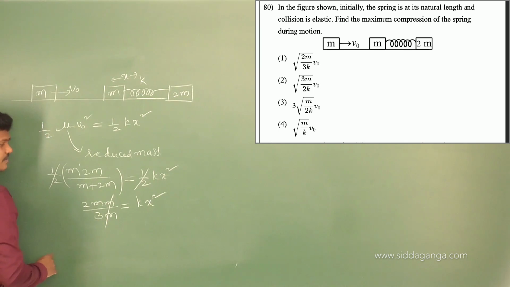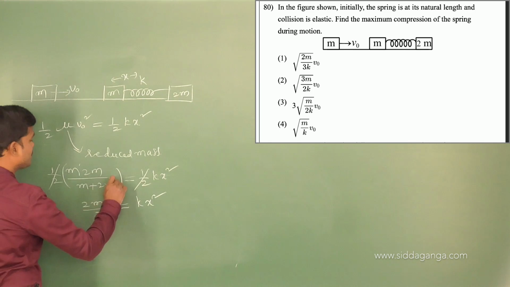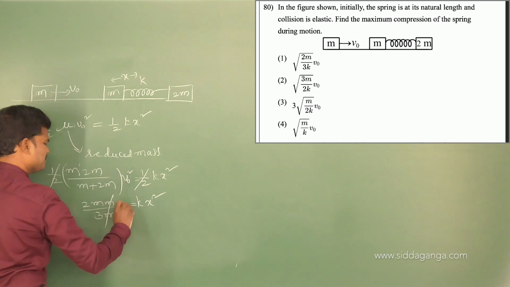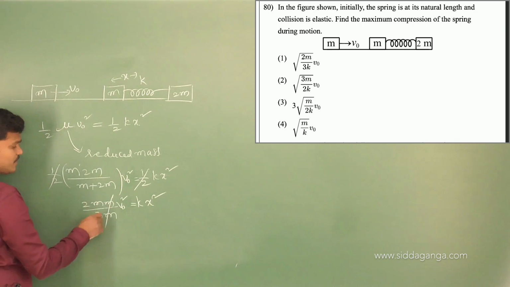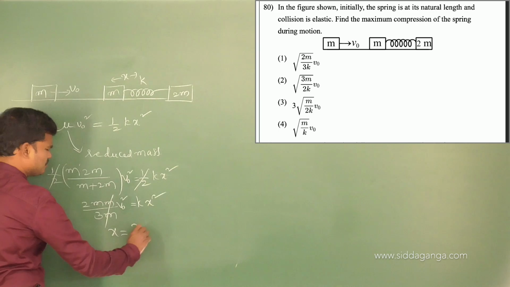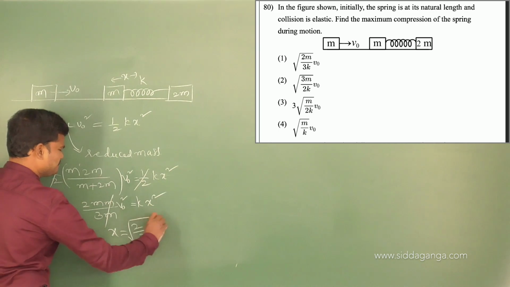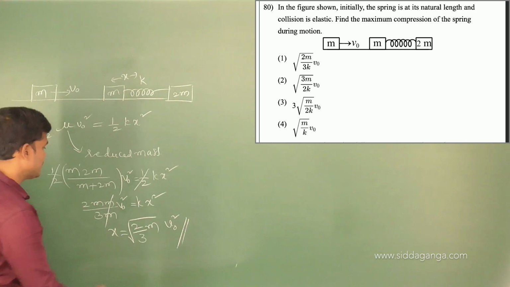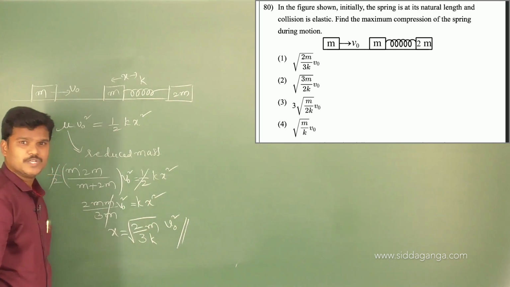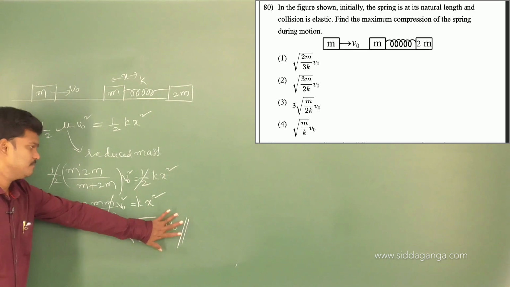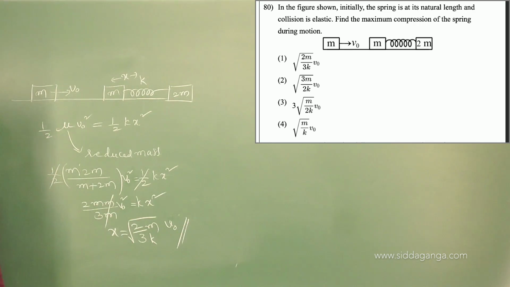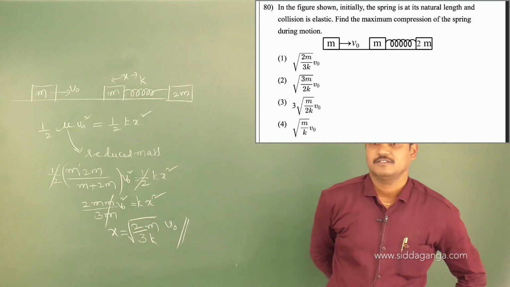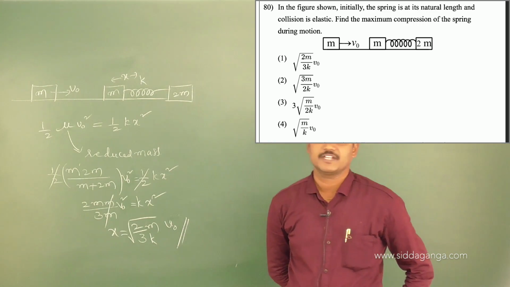M gets cancelled. Sorry, here v naught is missing. So 2 by 3 m v naught square, x is equal to 2 by 3 m into v naught square by k. So x is 2m by 3k into v naught, because the square gets cancelled. So see the first option in the given question, root of 2m by 3k v naught. Okay, go for the next one.